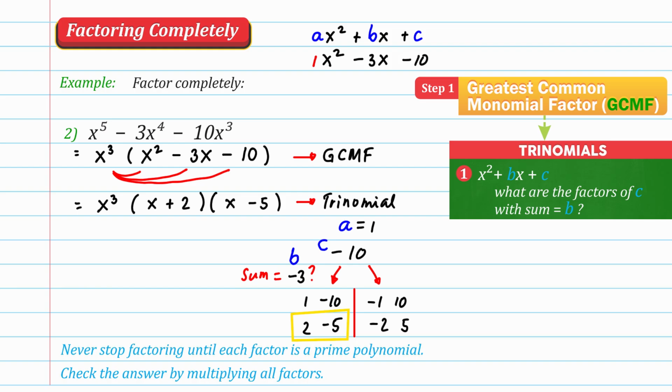Now, let's check some more if we can even factor these binomials further. Looking at the first binomial, the terms are neither perfect squares nor perfect cubes. So it's already prime. And checking the second binomial, the terms are also neither perfect squares nor perfect cubes, so it's already prime din. Finally, we have a completely factored expression. The factors are x³ times the quantity x plus 2 times the quantity x minus 5. We can check by multiplying all the factors.